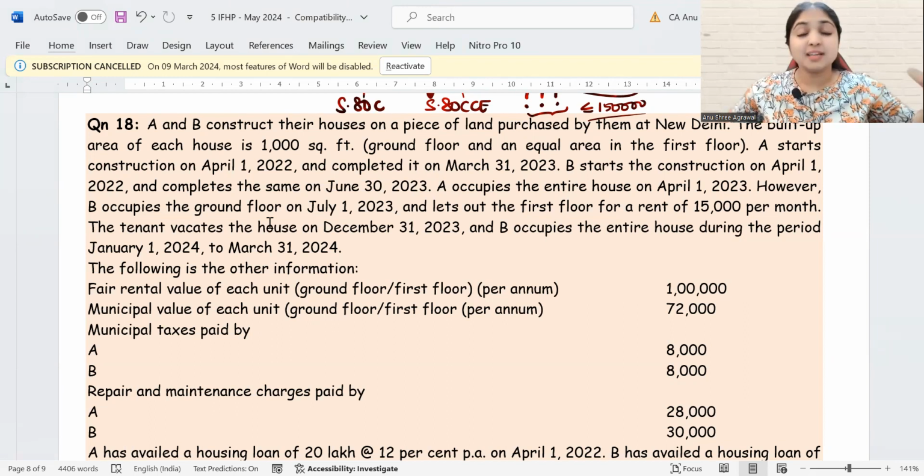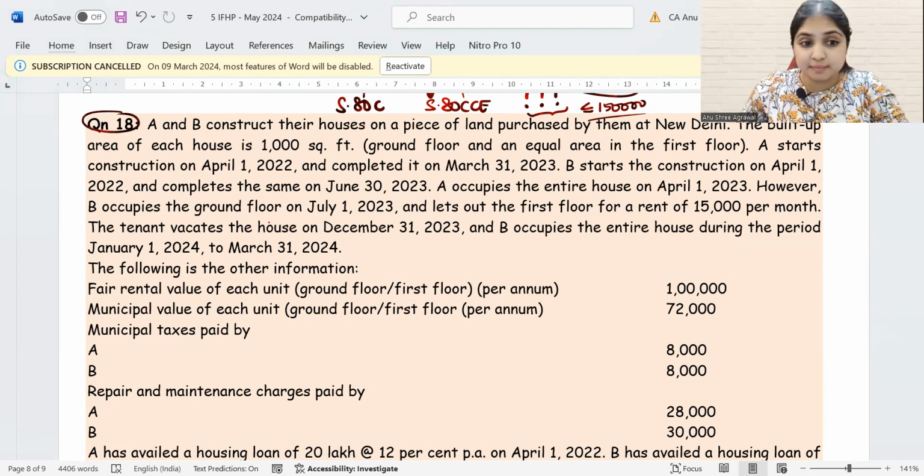Okay, let's begin, guys. All the concepts which I've already discussed with you under IFHP, keep them in mind. Remember about pre-construction interest, all the six steps, I hope you recall. Remember what if part of the house is self-occupied, part of the house let out. What if part of the year self-occupied, part of the year let out. All the concepts should be there in your mind. Okay, so let's begin. Let's start question number 18.